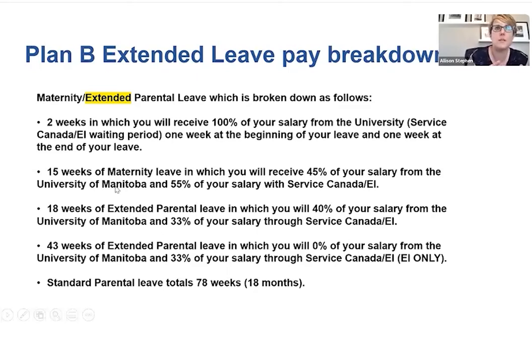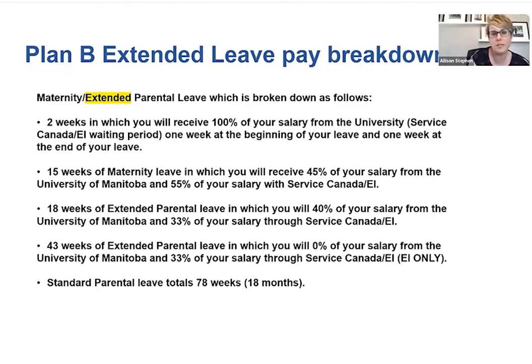33%. So because the leave is stretched out to 18 months, EI pays you a reduced rate. So instead of 55% of your salary, they pay up to 33%, but the U of M still pays the same amount of top up because we're paying it all at the front end of the leave. So then you'll have a longer portion of unpaid leave, which is up to 43 weeks. We pay you nothing, but EI pays you 33% of your salary. So the total is 18 months. And then the person would come back.